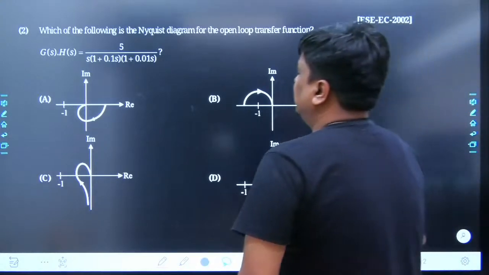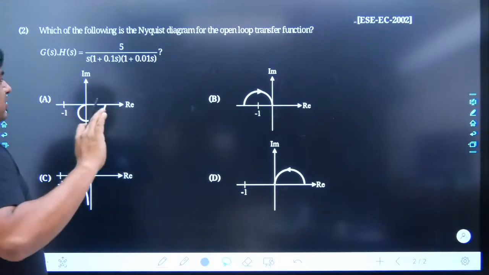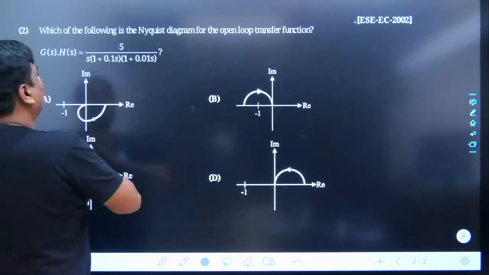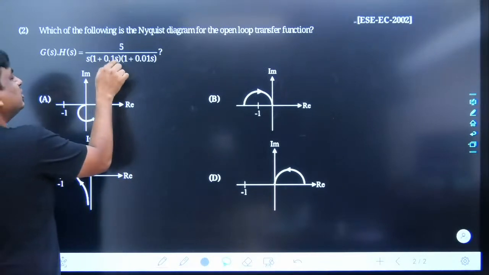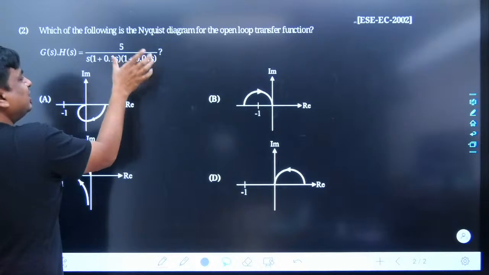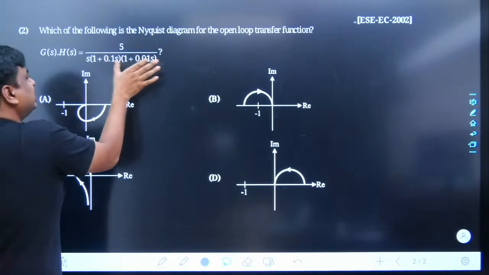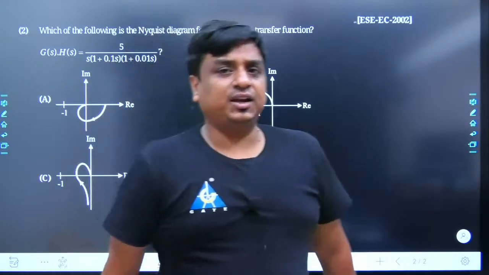My dear friend, one thing has been quite sure, we have been dealing with the type 1 system. What does that mean by the type 1 system? Once you calculate the angle offered by each and every term at omega equals 0, this becomes pure real. At omega equals 0, it becomes pure real. That means the angle introduced by this factor and this factor is simply going to be 0 at omega equals 0. Yes, sir, we are agreeing on it.